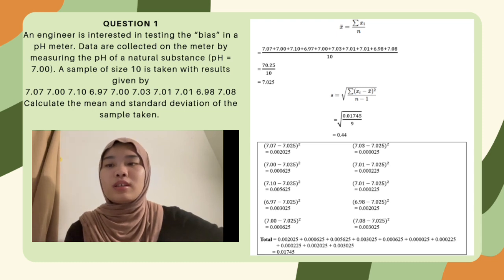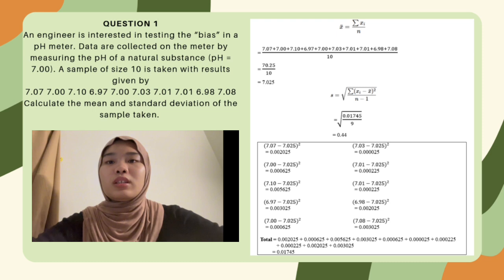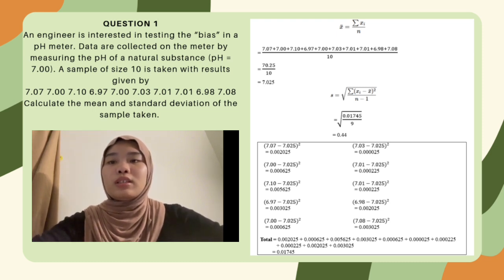7.07 plus 7 plus 7.1 plus 6.97 plus 7 plus 7.03 plus 7.01 plus 7.01 plus 6.98 and plus 7.08, which is equal to 70.25. So 70.25 divided by 10, the answer is 7.025. So the average reading is 7.025, which is also the mean.